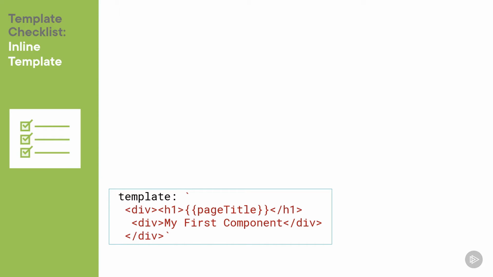Checklists are a great way to recheck our understanding and our work. Let's start with a template. Use an inline template when building shorter templates. Then specify the template property in the component decorator. Use double or single quotes to define the template string.